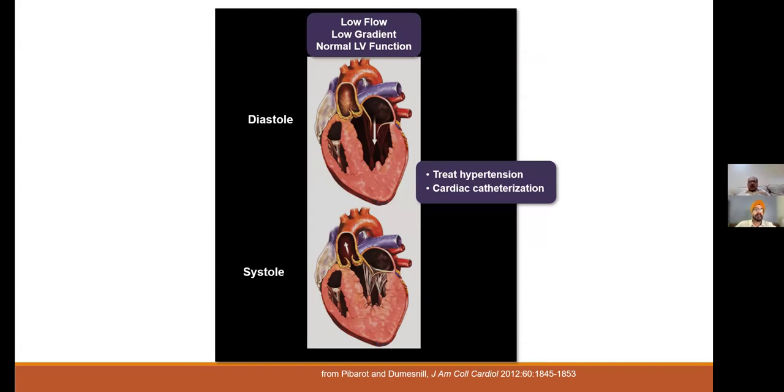Now, to give you a philosophy: why does paradoxical AS happen? It happens because of 3 hypotheses. One is that the LV is so hypertrophied that it cannot accumulate so much blood inside the LV cavity in diastole. So when you don't have too much volume in the LV in diastole, whatever volume is getting ejected from even severe aortic stenosis will not evoke that much of a gradient. So this is the most favored.